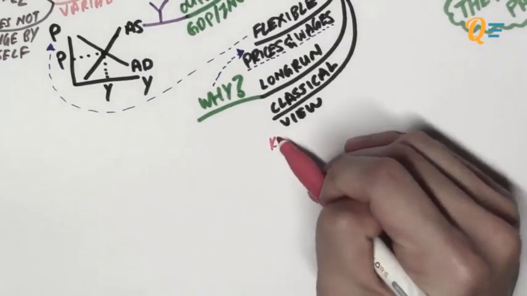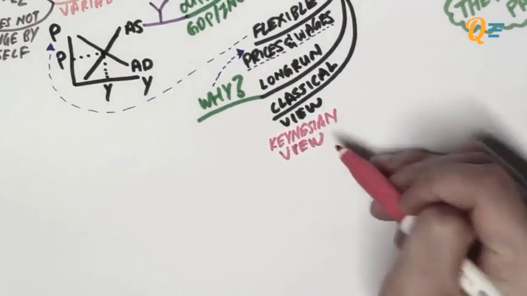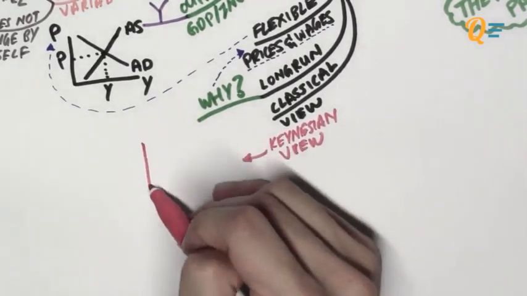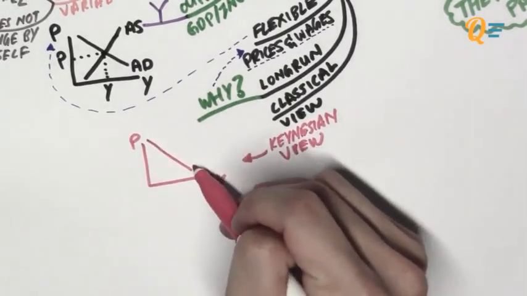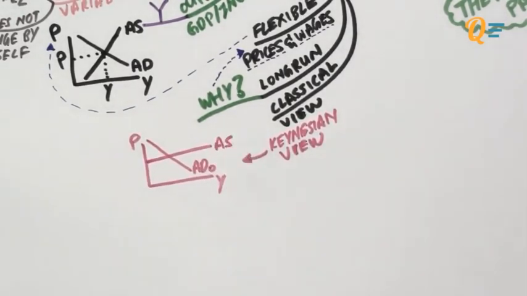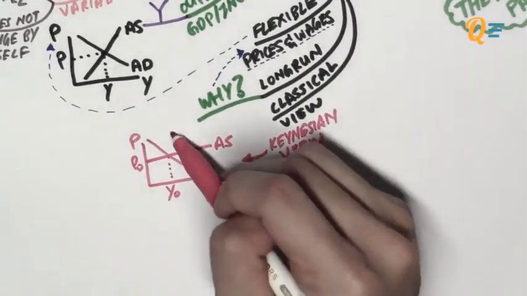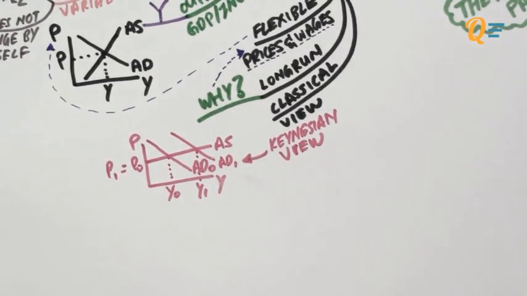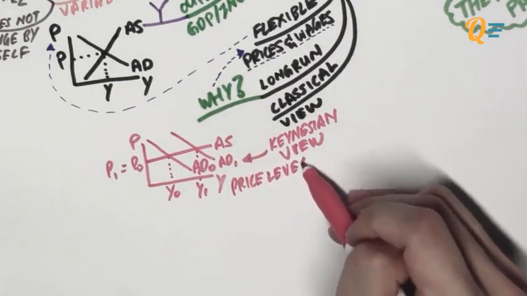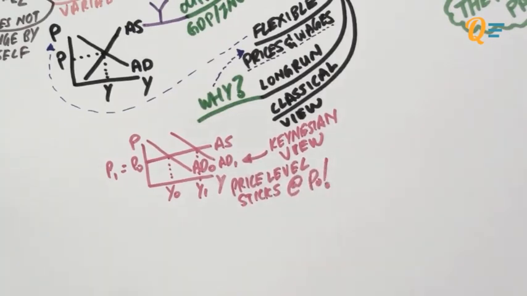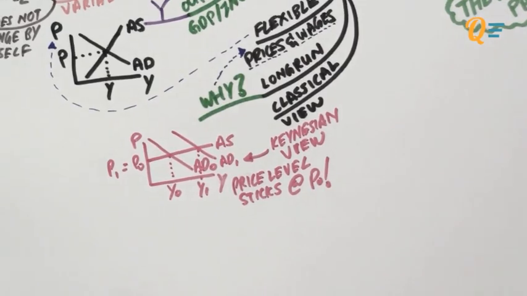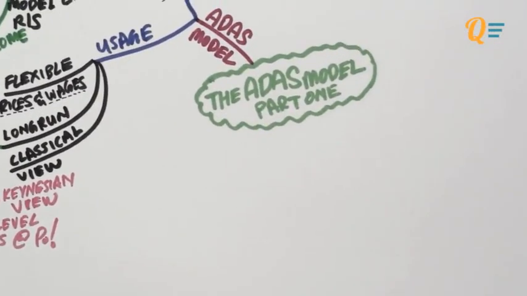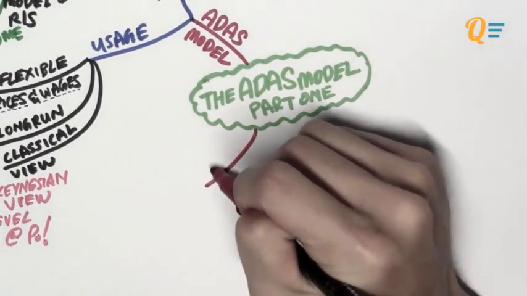So just let me remind you why you don't really need the ADAS model for the Keynesian view. Alright, so let me show you what the ADAS model looks like for the Keynesian view. So you've got a downward sloping AD curve, but you have a horizontal and flat AS curve. So no matter how much you change your aggregate demand, your price level is still going to be fixed at P0. Okay, so P0 is the same as P1 or for all other price levels that you can mention. So the price level here sticks at P0. So there's really no point. Since the prices don't change, there's no point analyzing the price level.